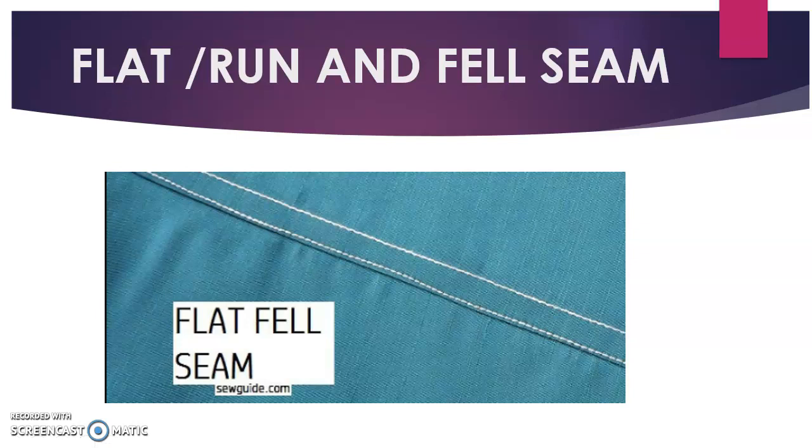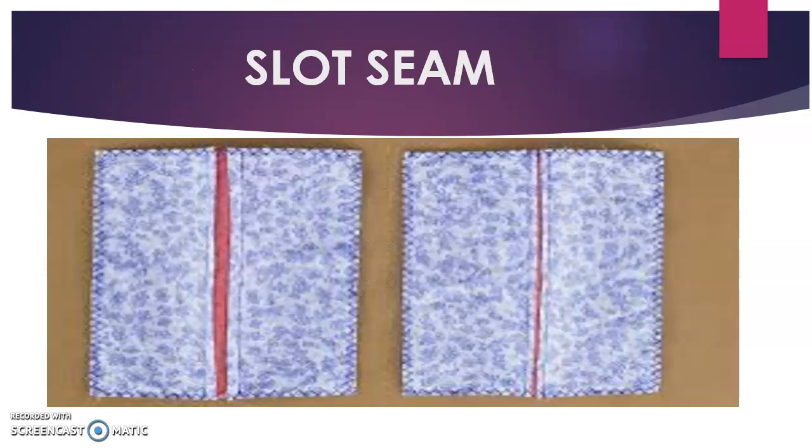We have the flat or run and fell seam. This is also visible at the right side and it is decorative. It looks like the double stitch seam, but they are not the same. We have slot seam. With the slot seam, 3 pieces of fabric are used, 2 of the same kind and the third one is inserted into the two pieces of fabric after the edges have been finished. These are stitched so that it shows in between them as we see here.